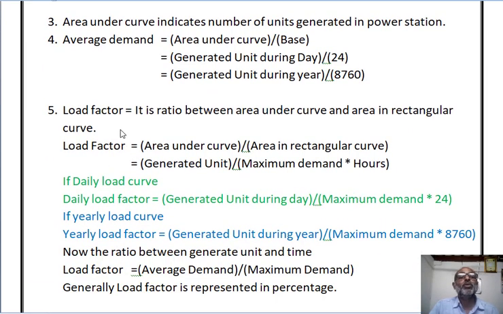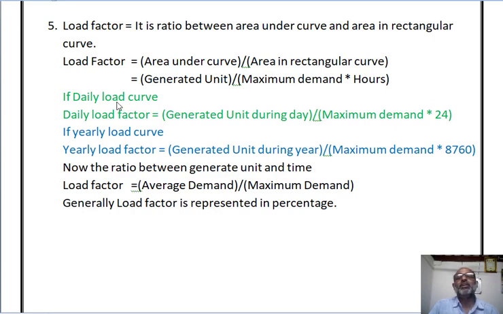Fifth, you can also find out the load factor. So what is load factor? It is the ratio between the area under the curve and the area of the rectangular curve. You can also define it as the number of units generated divided by maximum demand into hours. If it is the daily load curve, then the daily load factor is equal to the number of units generated during the day divided by maximum demand into 24. If the yearly load curve is present, the yearly load factor is equal to the number of units generated during the whole year divided by maximum demand into 8760.